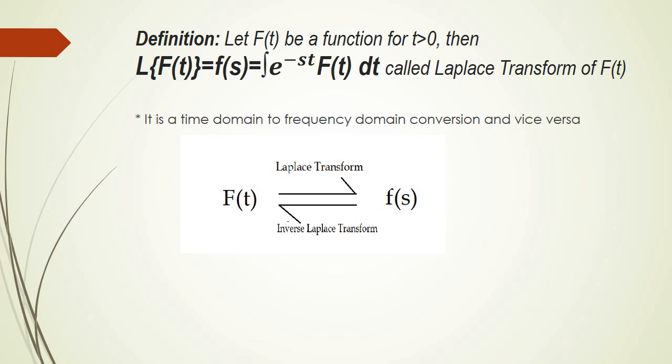Now let us have our time dependent function f of t. Here this t means time, this time is positive or greater than 0. If this condition is satisfied, then we can use this formula that Laplace transform of f of t is equal to integration 0 to infinity, upper range is infinity and lower range is 0, e to the power of minus st f of t dt. It is called Laplace transform of this f of t.